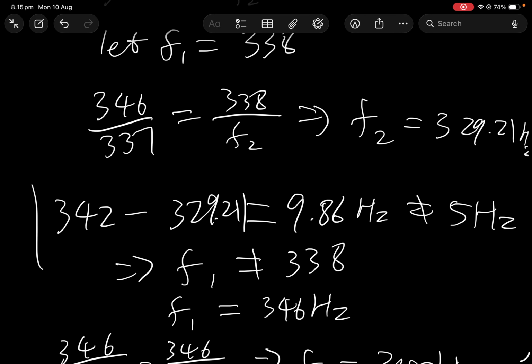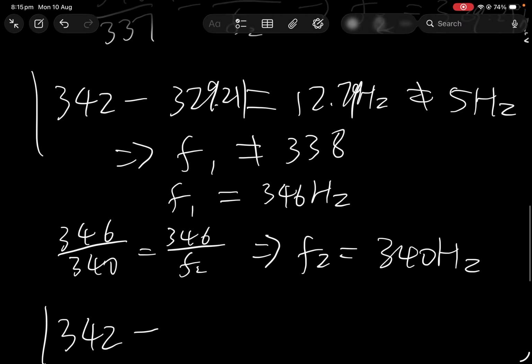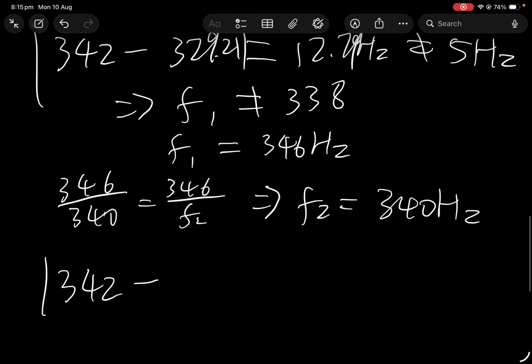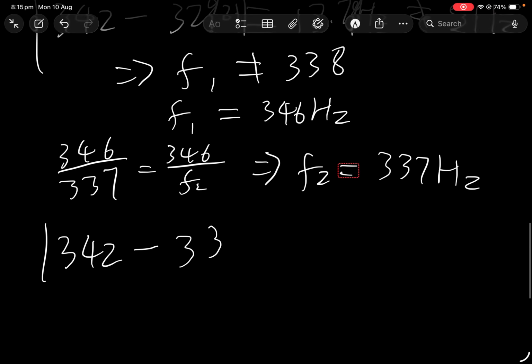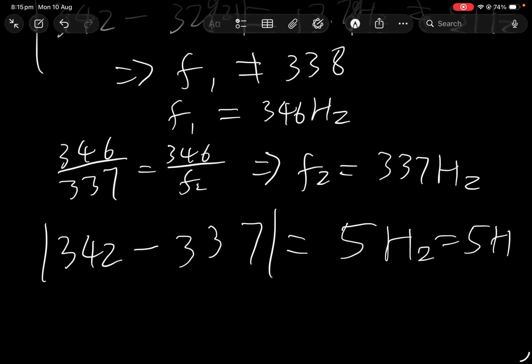And 342 minus that equals 12.79 hertz. And it's not 5 hertz, that means it's not that. So 337, as the 346 is cancelled out, 337 indeed equals 5, yay, and 5 equals 5 hertz.